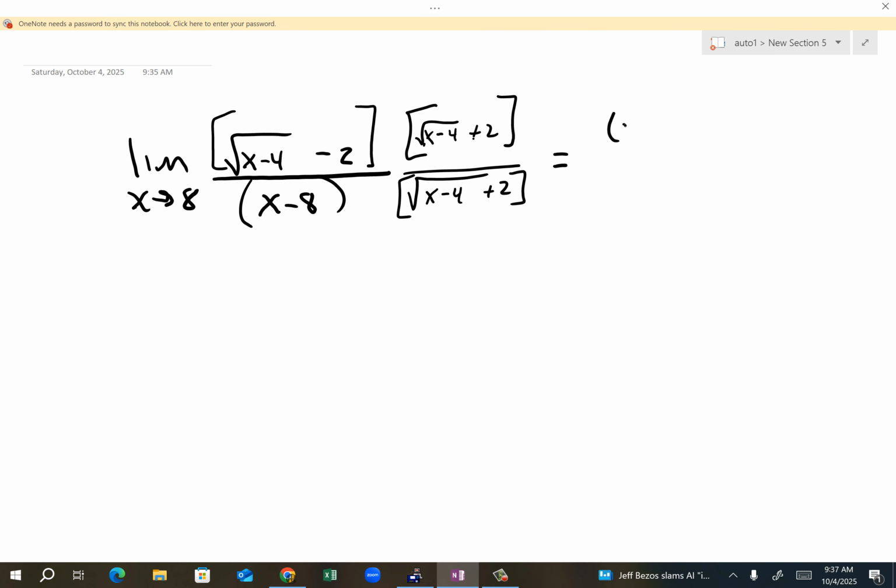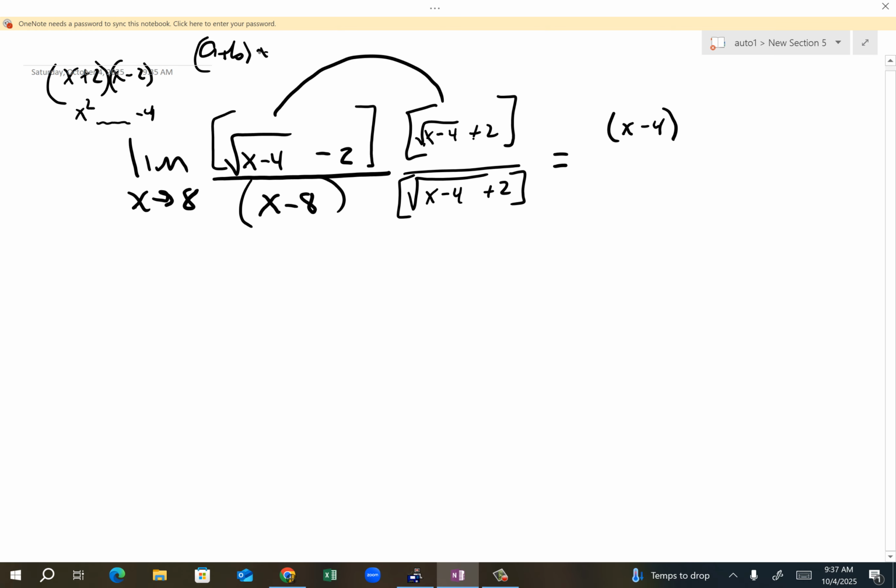On the top, we get x minus 4, because when you take this times that, it's that squared, which is x minus 4. This is a difference of squares. This looks just like x plus 2 times x minus 2, which gives you x squared, no x's in the middle, minus 4. In other words, it's (a plus b)(a minus b), and when you factor that or FOIL it out, you get a squared minus b squared, which means I'm going to get x squared.